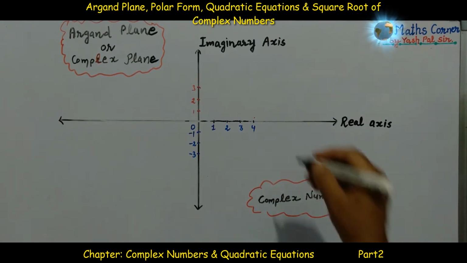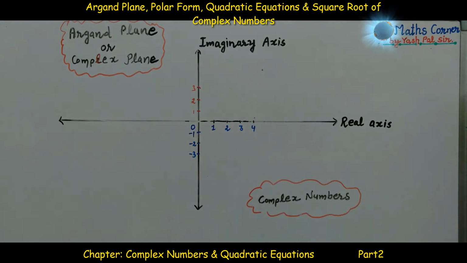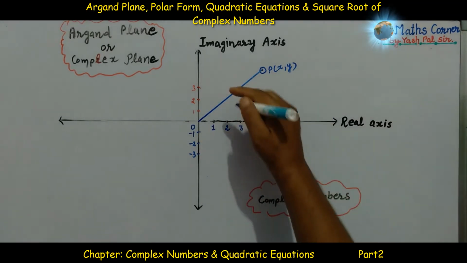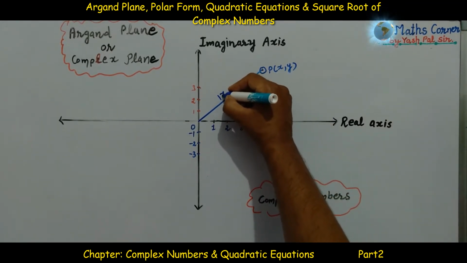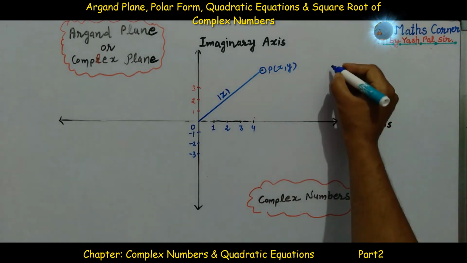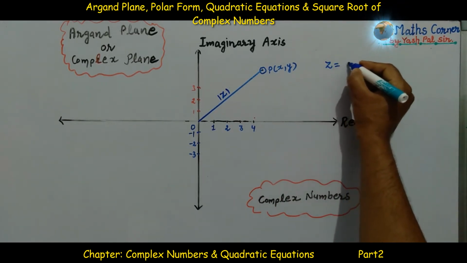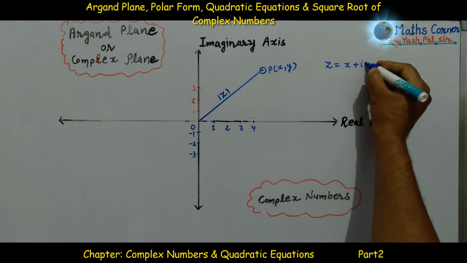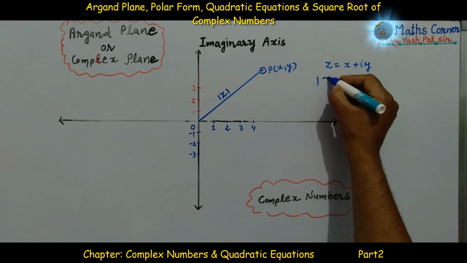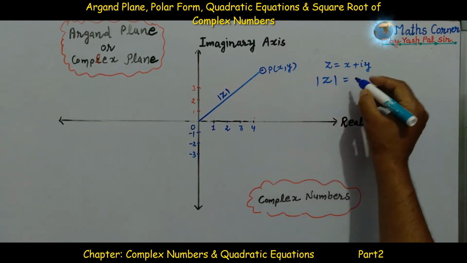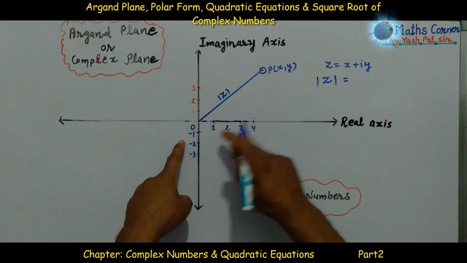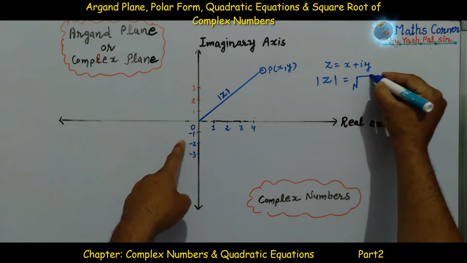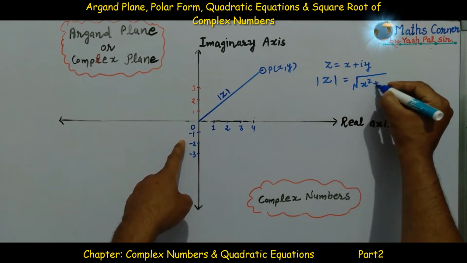Now suppose there is any point P in the Argand plane with coordinates x comma y. If we join OP, this distance OP is called the modulus of z. So if z is equal to x plus iota y, then what is the modulus of z? This is equal to the distance OP, which is square root of x square plus y square.